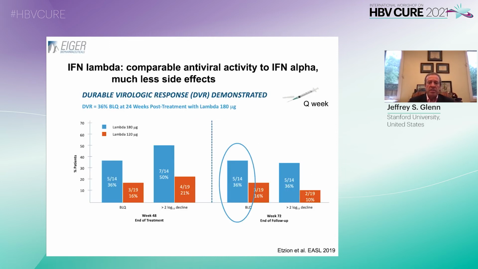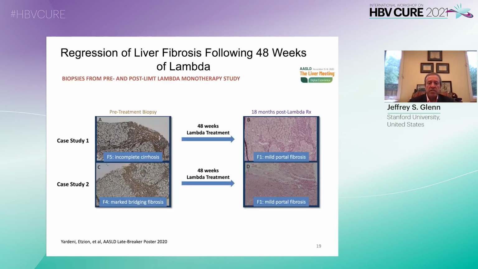Now, this is the important post-treatment follow-up from the LIMIT study, demonstrating that 36% of patients had a so-called durable virologic response. So 24 weeks after stopping treatment, they were below the limit of quantitation in terms of HDV RNA levels. And interestingly, this is some data from the group out of Israel, which participated in this study.